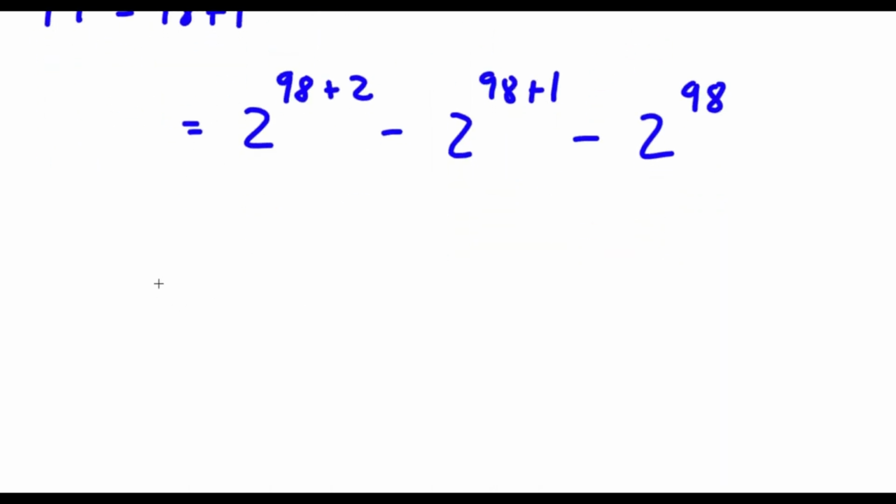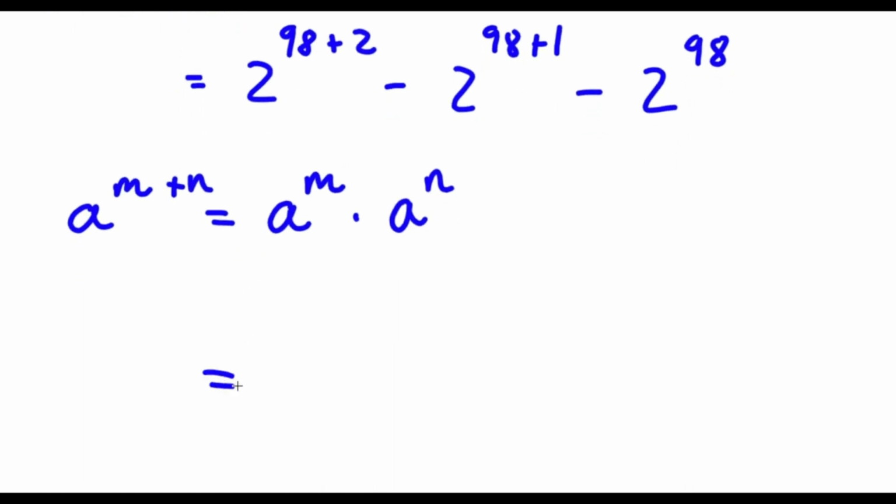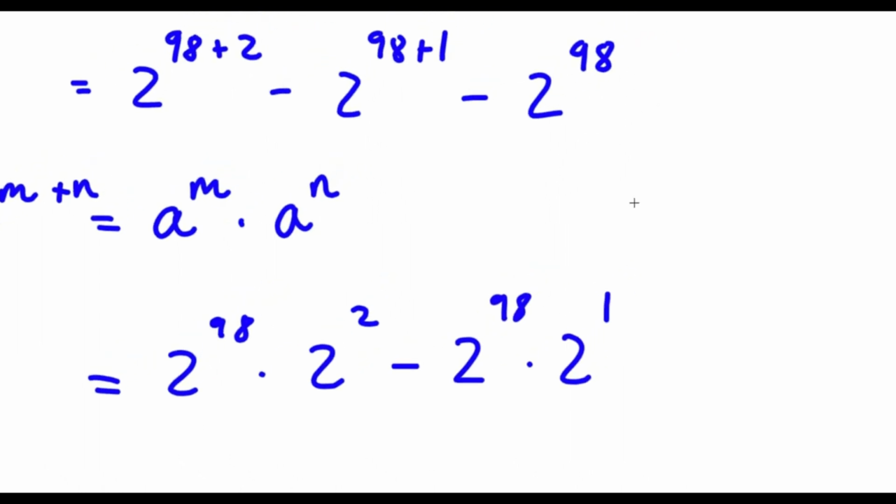So now, if I have something in the form a to the power of m plus n, this is equal to a to the power of m times a to the power of n. So in this case, 2 to the power of 98 plus 2, let's first start with that. That's going to equal 2 to the power of 98 times 2 to the power of 2. Now I have this minus 2 to the power of 98 plus 1 is going to equal 2 to the power of 98 times 2 to the power of 1. And 2 to the power of 98, we're simply going to leave that by itself. We're not going to change that.